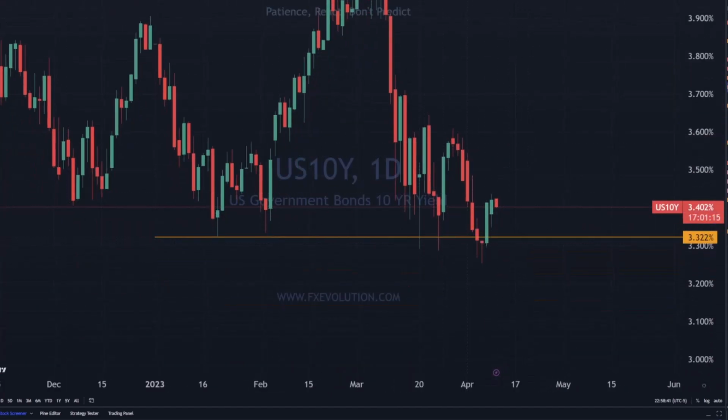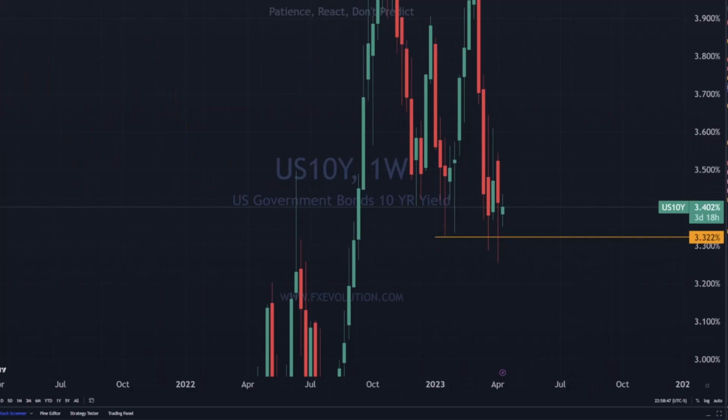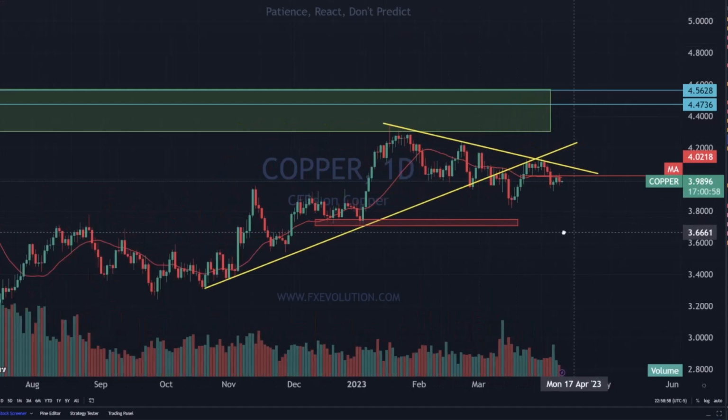Remember, we still haven't really been able to get underneath that magical 3.322 on a weekly close, and we're looking for that, because once that occurs, TLT should theoretically go up quite a lot, and that could be as soon as the inflation numbers. Let's move over to copper.